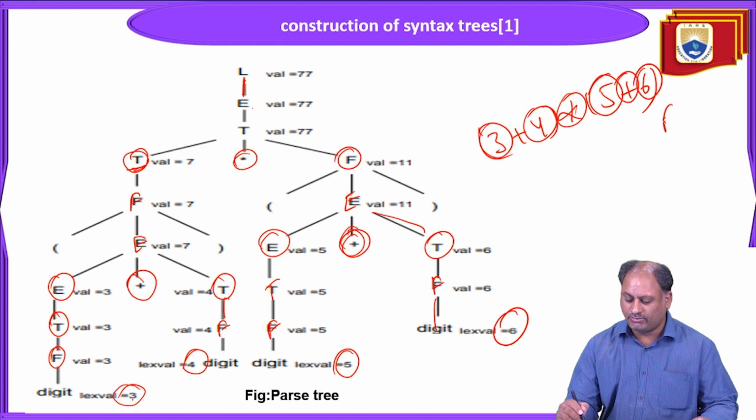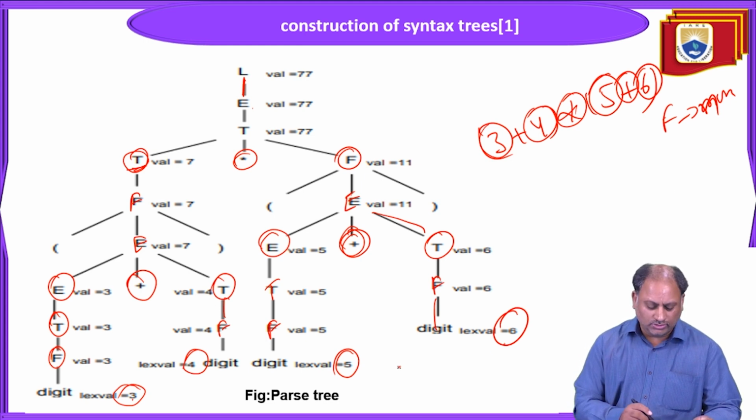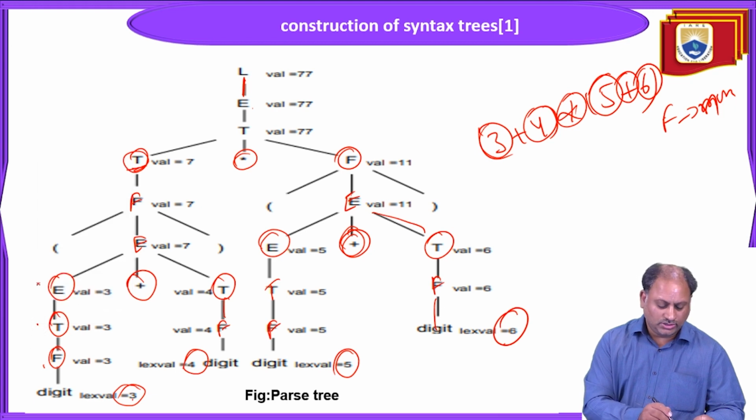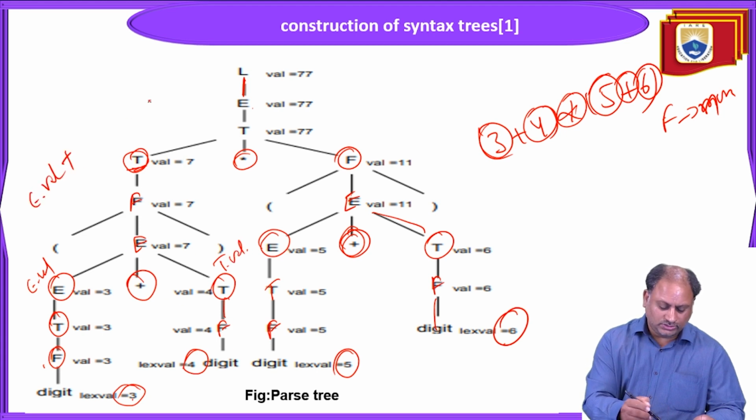So F derives number. That is to be used for all the cases, for identifier and this lexical value. Now we are going to sum up each of the values for each branch attribute association. So here F dot val will be equal to T dot val, here E dot val. Here also F dot val, again T dot val. Now E dot val plus T dot val.